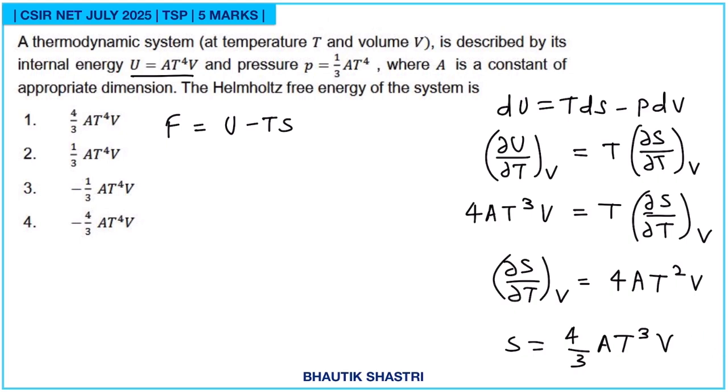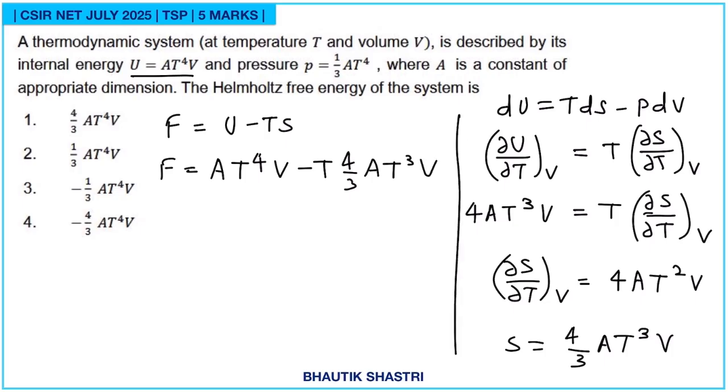So we'll substitute this in this equation. So F is equal to U, which is aT raised to 4 V, minus T into S, which is 4 by 3 aT cube V. So this is 1 minus 4 by 3, so minus 1 by 3 aT raised to 4 V. So option 3 is correct.